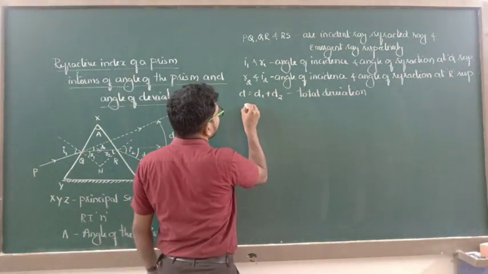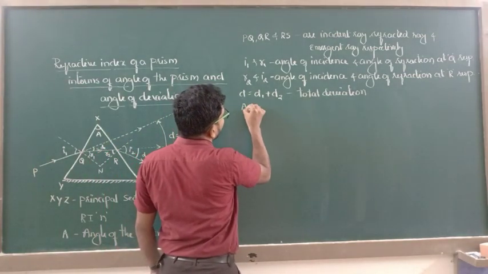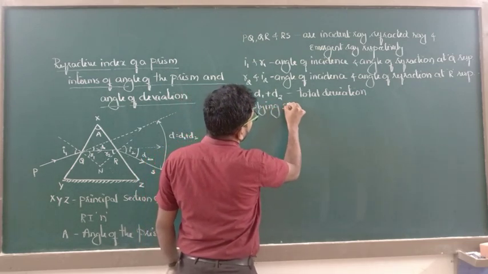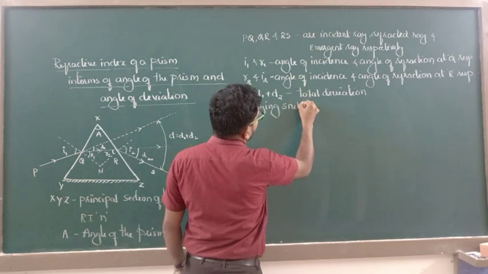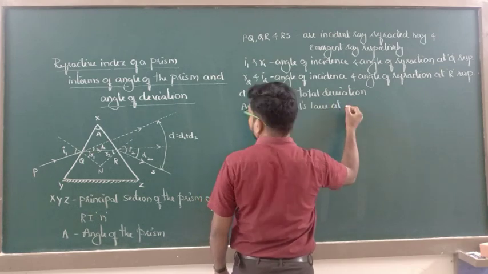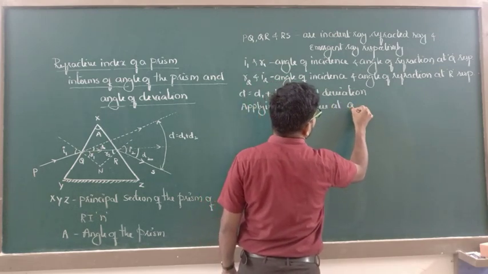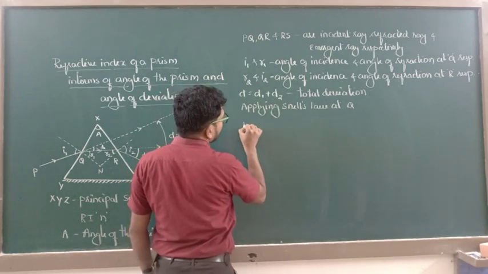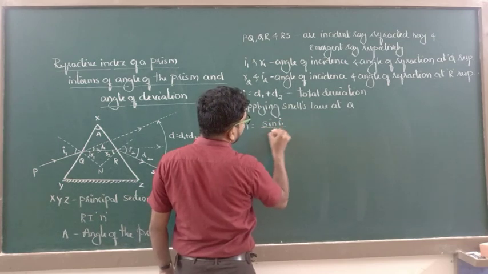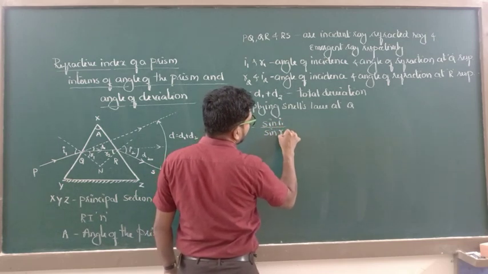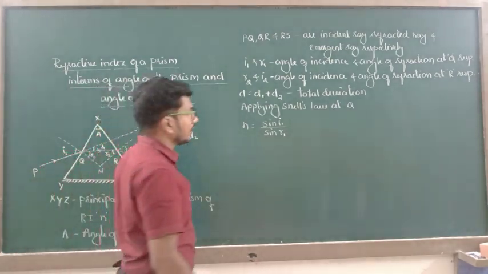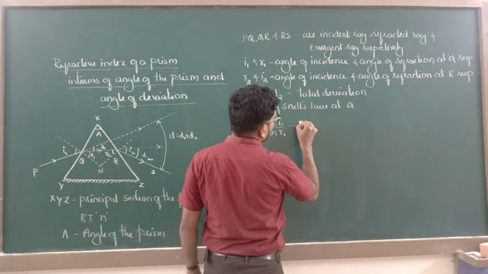Applying Snell's law at Q, N is equal to sine I1 divided by sine R1. So let us call this equation number 1.